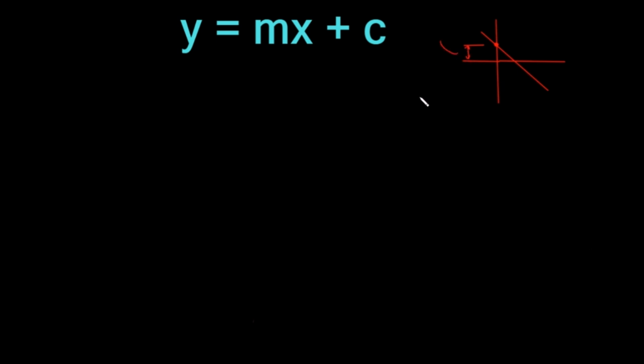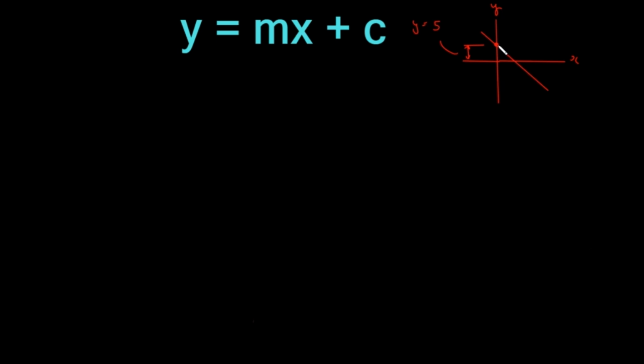What should we make it? Let's make it 5. So this is your x-axis, that's your y-axis. The line crosses the y-axis at y is equal to 5. X at that point is 0. When x is 0, y is 5.